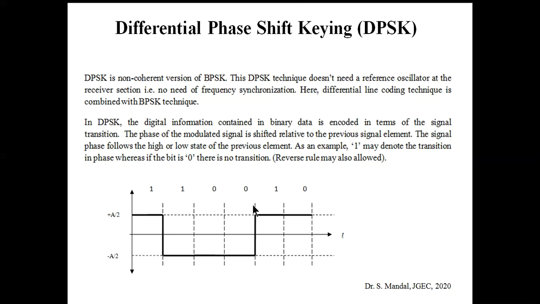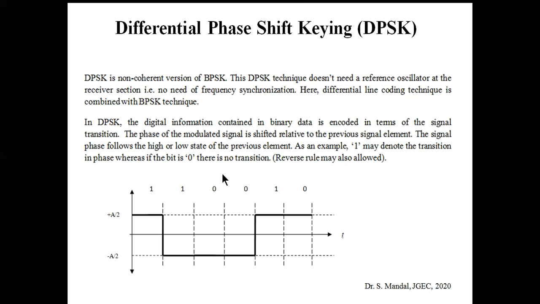the digital information content in binary data is encoded in terms of signal transition or phase shift. So here the phase of the modulated signal will be shifted relative to the previous signal element bit. Again, the phase of the modulated signal will be shifted relative to the previous signal element.